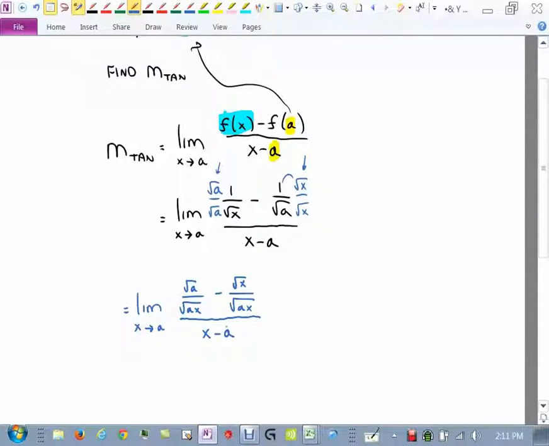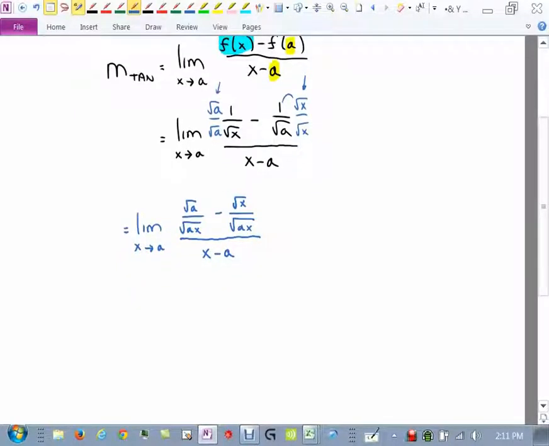Now that they have the same denominator, all divided by the original denominator there, x minus a. But since these two have a common denominator now, I can put them together, which just means I take this, subtract this. And let's see if that gets us anywhere. Limit as x approaches a of root a minus root x over root ax, all over x minus a.